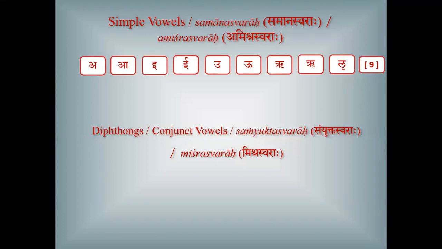How many letters are there in the language? I told 13. 13 are there. Among them, 9 are simple vowels: A, Ā, I, Ī, U, Ū, Ṛ, Ṝ, and Ḷ. Now, how many will be left? 4. What are they? The letter you see.